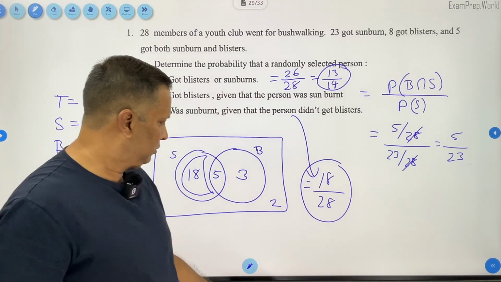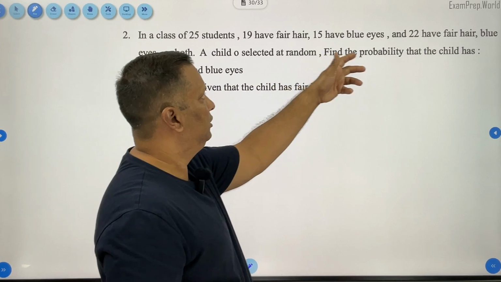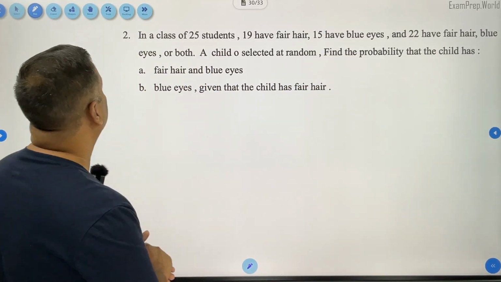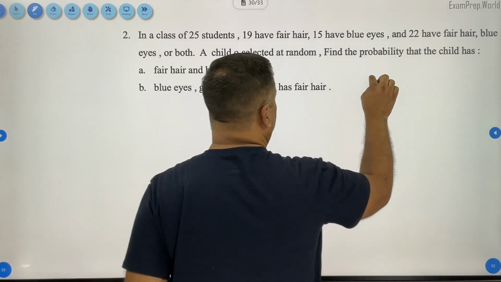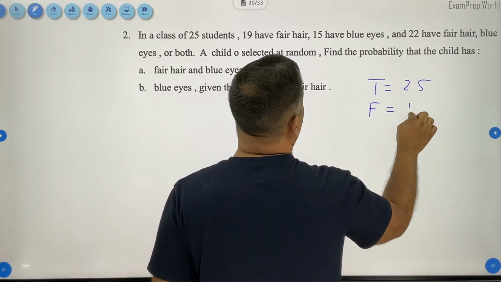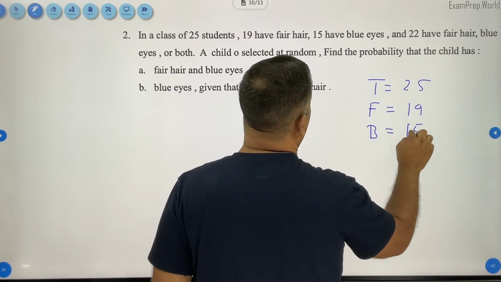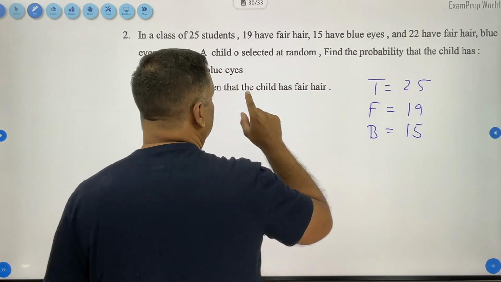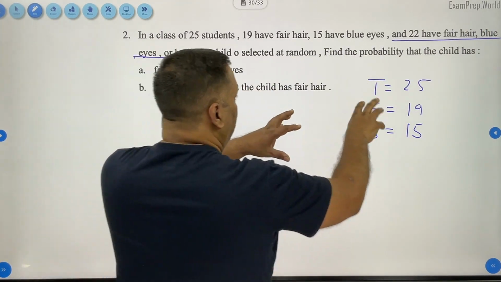Let's do the next question. Now, fair hair, blue eyes, European country. In a class of 25 students, 19 have fair hair. Total is 25. F for fair hair, which are 19, and blue eyes, I write 15 are blue eyes. 22 have fair hair, blue eyes, or both. Here you have to be careful. 22 is the union of F and B.